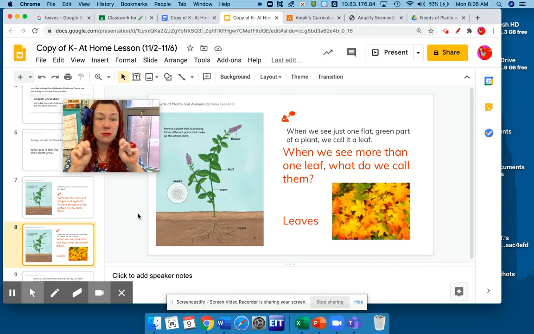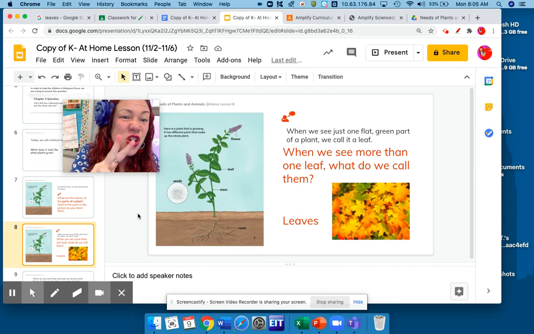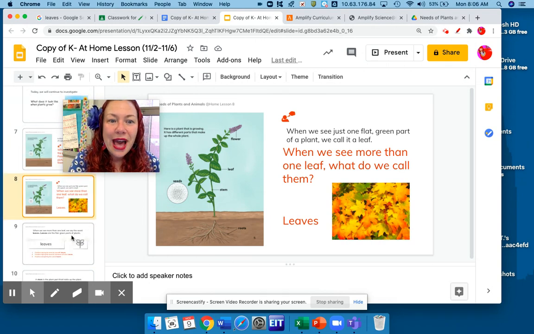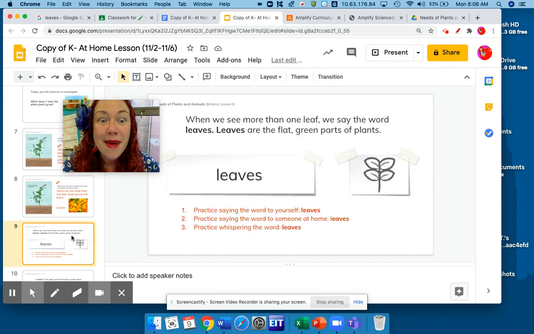One leaf. When there's more than one leaf, such as two leaves or three leaves or maybe even 10 leaves, we don't say leaf. We say leaves. You say it. Leaves. Excellent. And I hope today you look out of your window and you can identify many different kinds of leaves. Here's what that big important science word looks like. Leaves. Okay, I'm going to say it one more time and then I want you to say it to someone next to you. Leaves. Good job. Now whisper it. Leaves. Excellent.